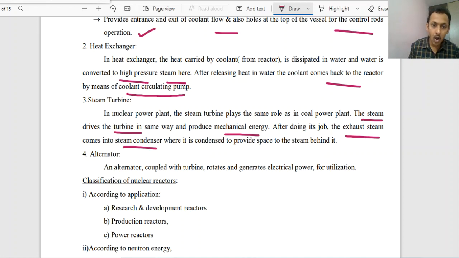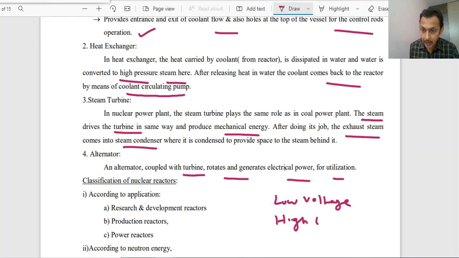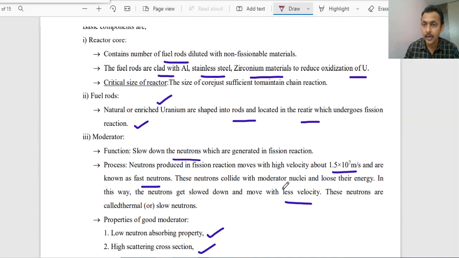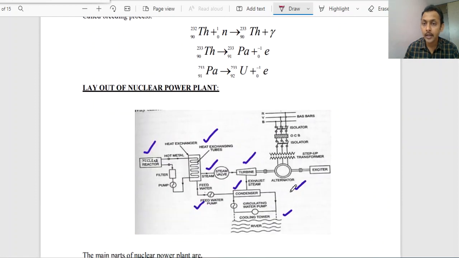Now the alternator, which is coupled to the turbine, is going to rotate and generate the electrical power required for electrical utilization. Once we get the electrical power, which will be at low voltage and high current rating, this voltage is to be stepped up to higher voltage levels and lower current ratings in order to reduce the transmission losses.